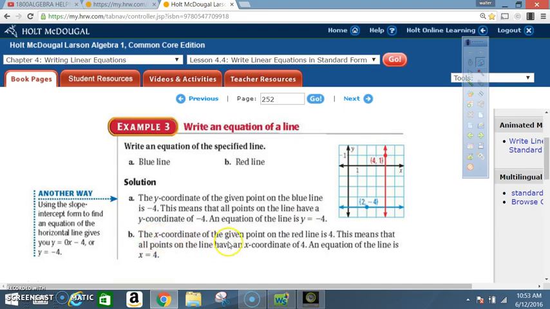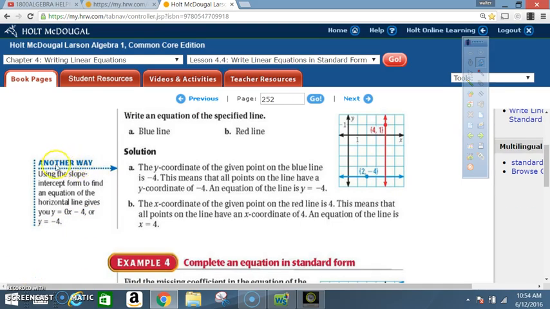B. The x-coordinate of the given point on the red line is 4. This means that all points on the line have an x-coordinate of 4. An equation of the line is x is equal to 4. Take a look at the red line. Notice on the x-axis it is located at 4. No matter what the y-value is, the x-value remains at 4. So the equation for this line is x is equal to 4.